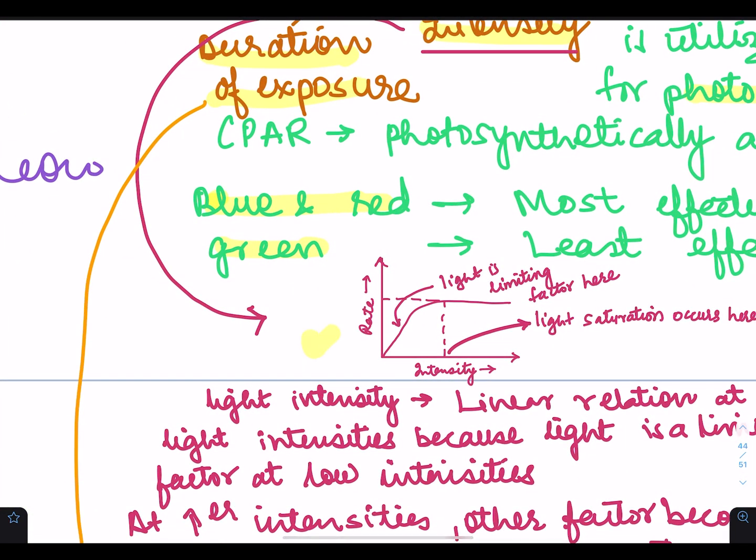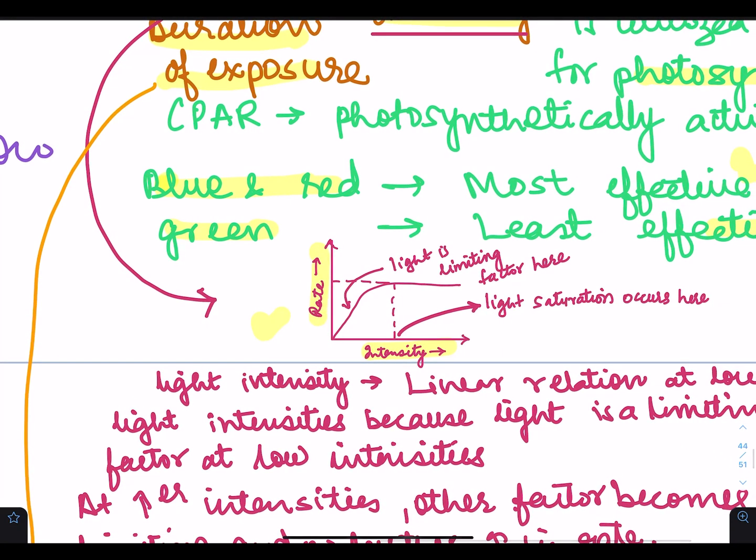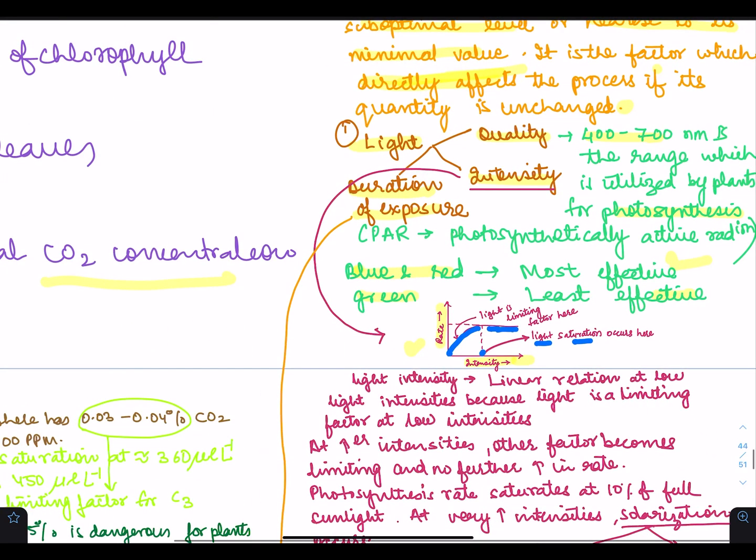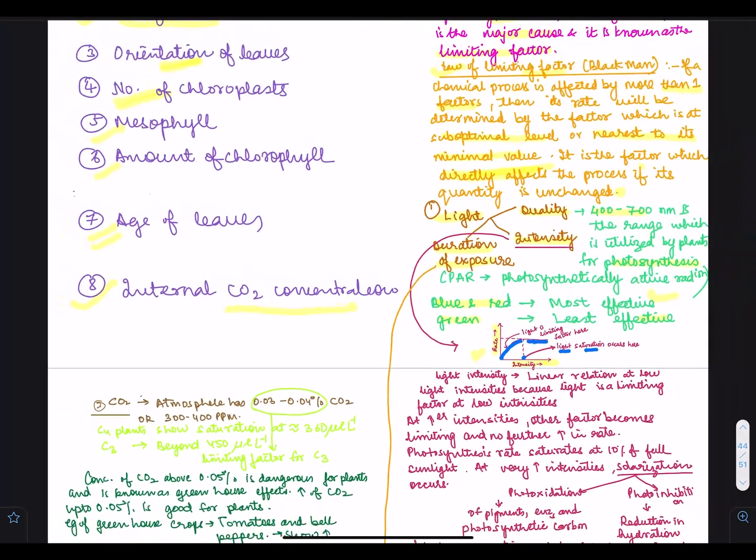This graph shows the rate on y-axis and intensity here, and we see that as the intensity of light will increase, the rate will also increase, but up to some extent. After that, the plateau level arises. Okay. At this point, light saturation is occurring. Okay. This is the graph showing rate and intensity.